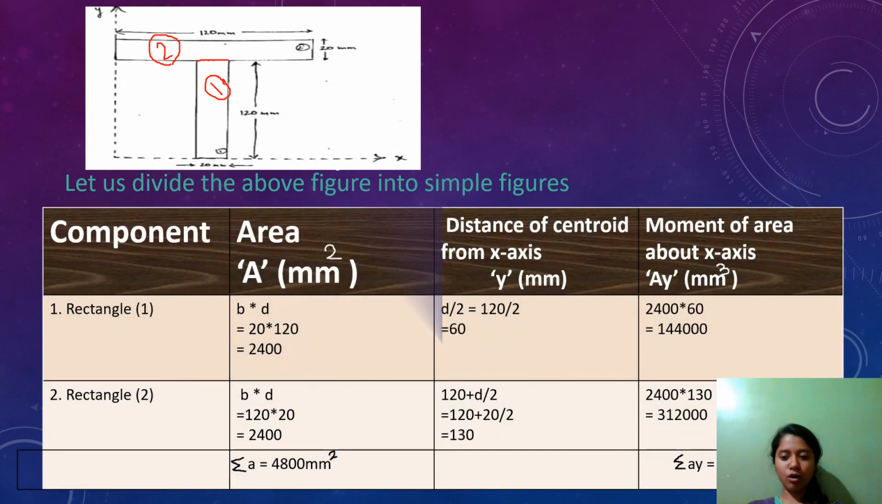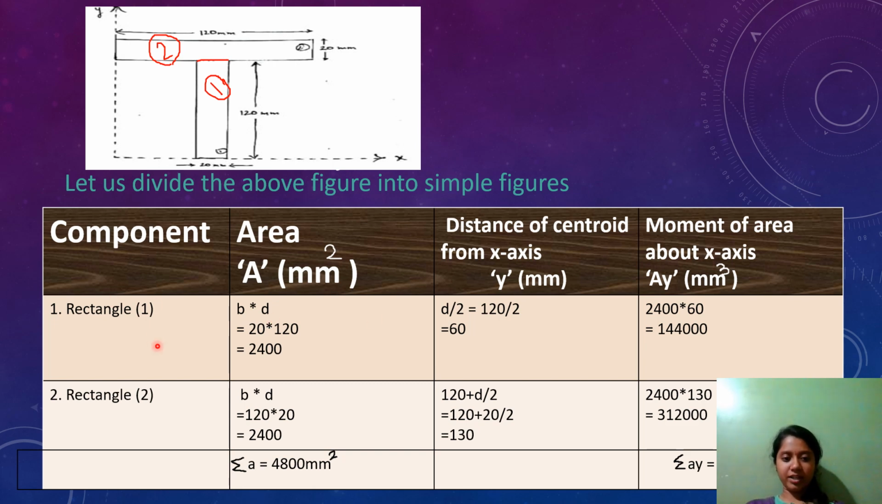After that we have to draw a tabular column. The first column will be of component. So I have two components here, rectangle 1 and rectangle 2, and then area of those particular rectangles, then distance of centroid from x-axis of that particular component. Then we have to calculate the moment of area about x-axis.